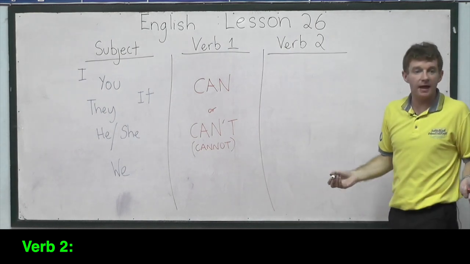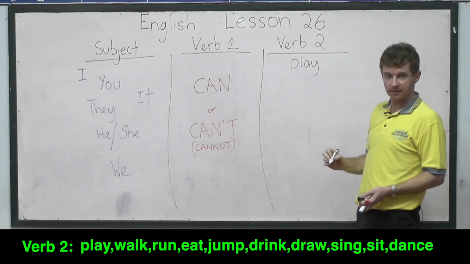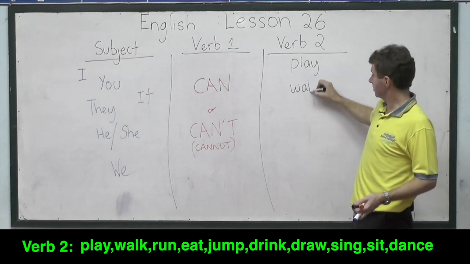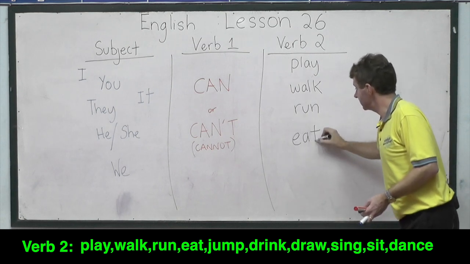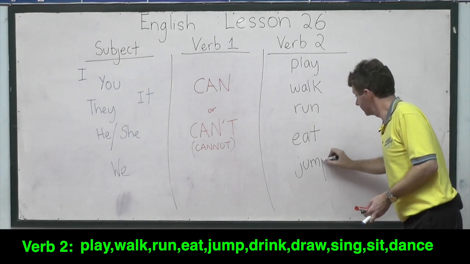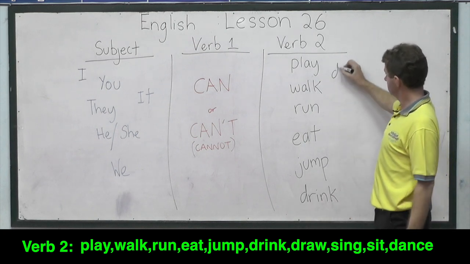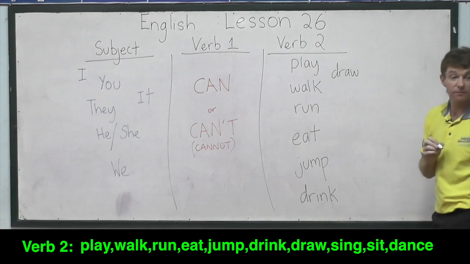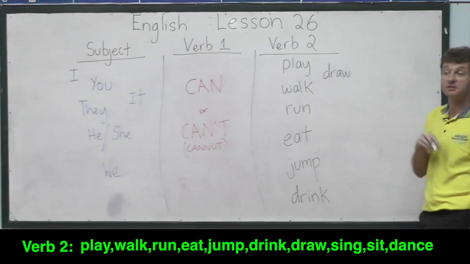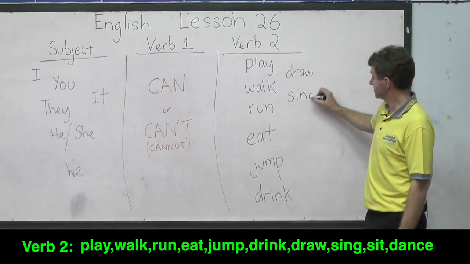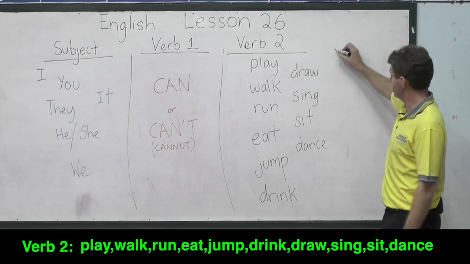We can have any type of verb. What verbs have we used? Play. Walk. Run. Jump. Eat. Drink. Draw. Any more? You can think of some yourself too. Call. Sing. Dance. Sit. Okay, that's enough for now.